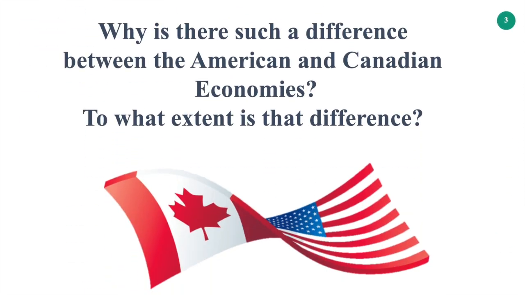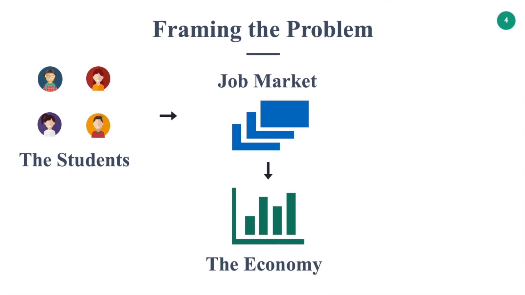So, the main question we were trying to solve and frame our analysis around was when we compare both the Canadian and American economies, why are there such differences between the two? And to what extent are these differences in the economy? And so, one of the most important indicators of a country's economy is the country's GDP. So we decided to take a look at the historical GDP of Canada and the United States.